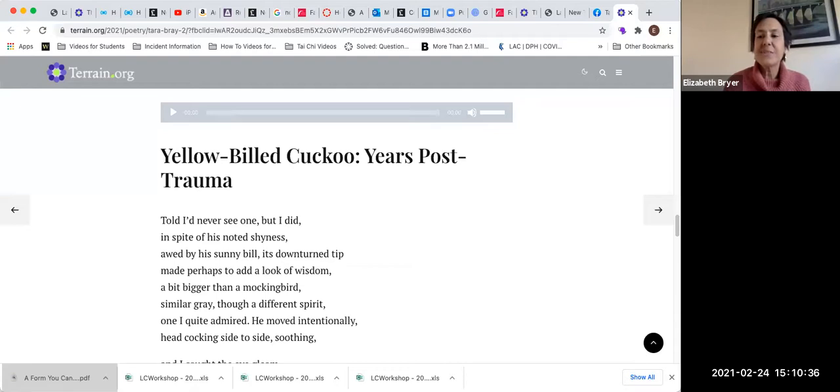Yellow-billed cuckoo. That's the one, right, Jessica? Yes. Okay. And did you say you wanted to go second? Yes. Okay. So we have picked out a poem. This is our poem. And Jessica wants to go second.